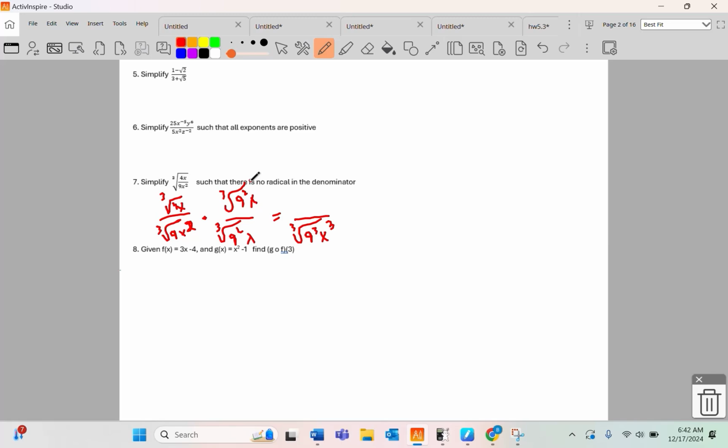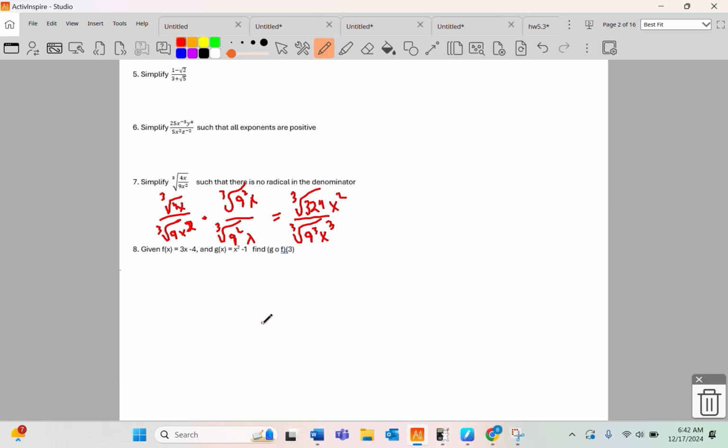All right, now, this is going to give me 4 times 9 squared, which is 4 times 36. Which is 144, I think. That's not right. 9 squared is 81, right? Yeah. It's 324. So we have the cubic root of 324, and x times an x squared.